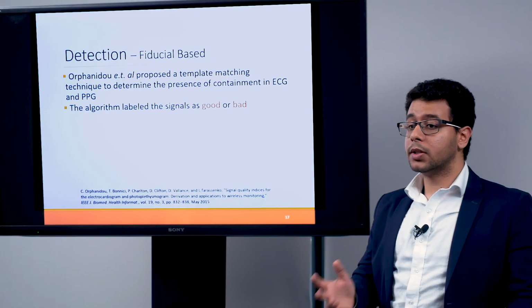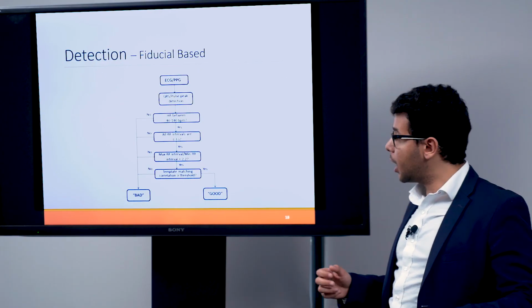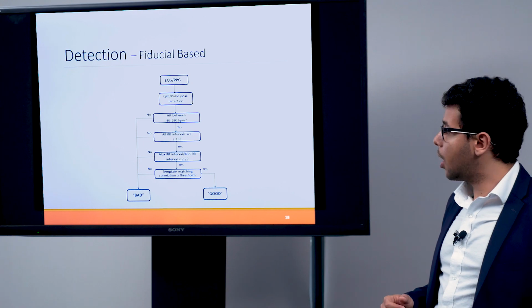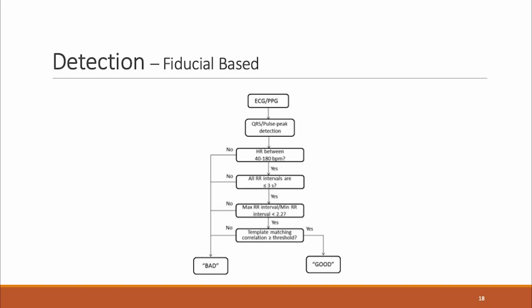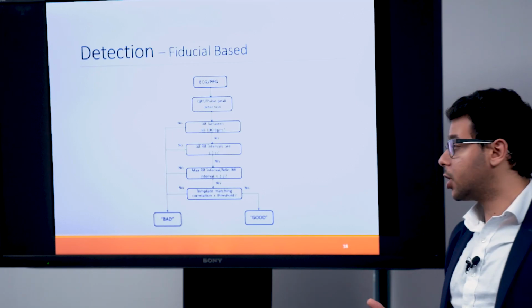And the algorithm, because it's only detection, only labeled the data as either good or bad. Here's a walkthrough of the algorithm. You can see it goes through different fiducial points. As an example, detecting the HR, which requires detection of the R peak, and then depending on certain thresholds that have been set, it says whether it's a good or a bad signal. The very cool part comes at the very end, which is the template matching.